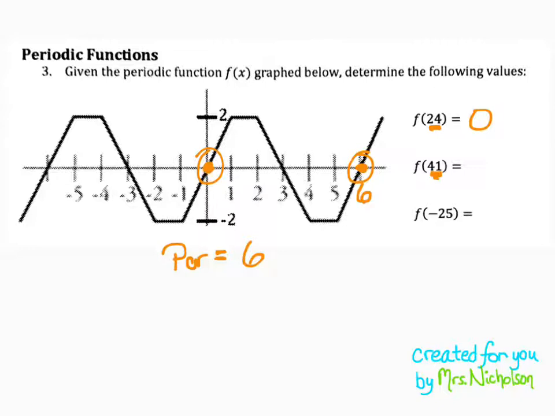So for 41, we're going to back up 1 unit from either of those places, and then go to the function value, which is right down here at -2.